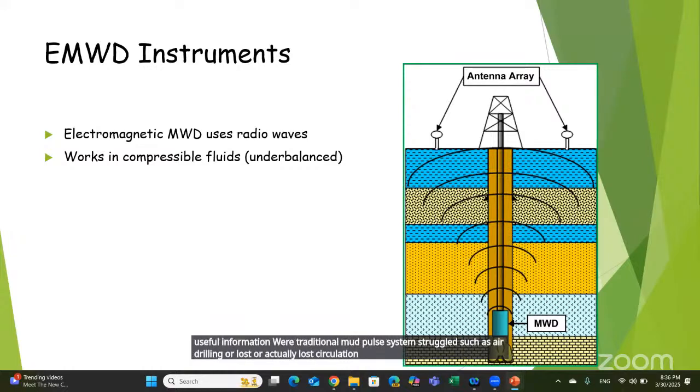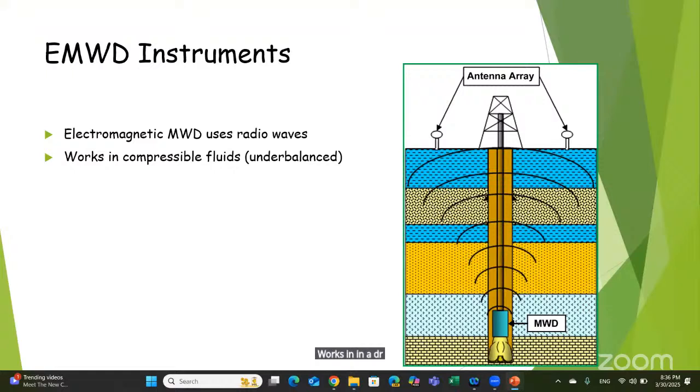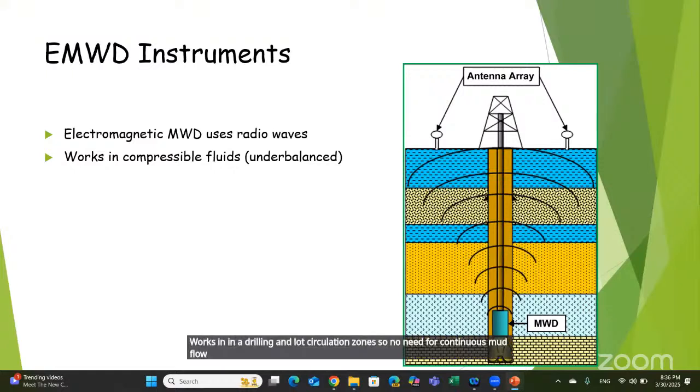The advantages of electromagnetic measuring while drilling are high-speed data transmission, which is faster than the mud pulse method, and it works in air drilling and lost circulation zones, so there is no need for continuous mud flow. Immediate signal transmission, no delays due to mud column travel time.